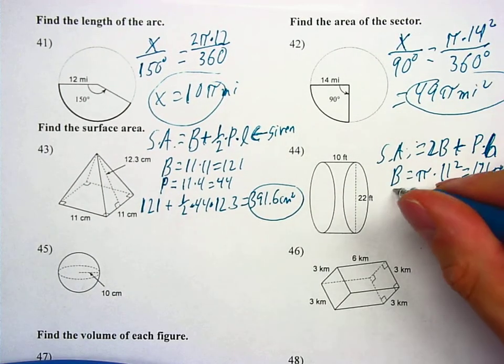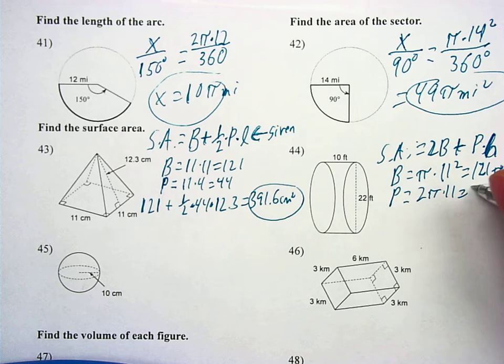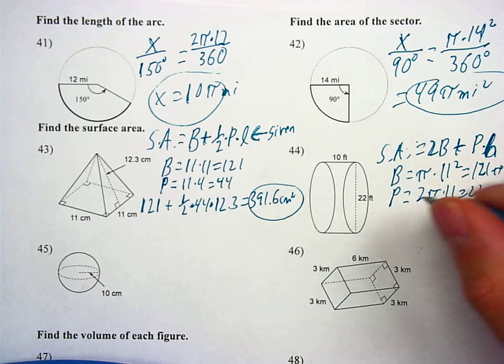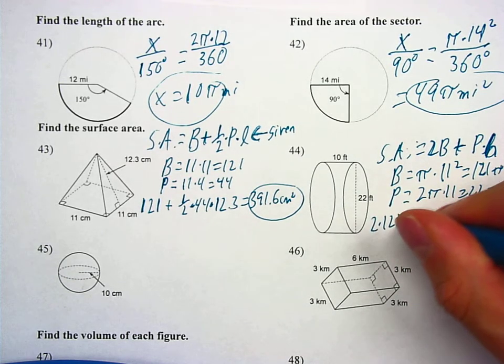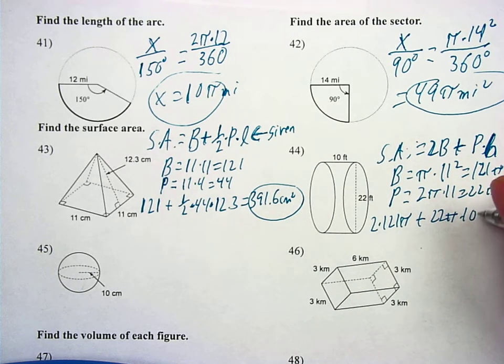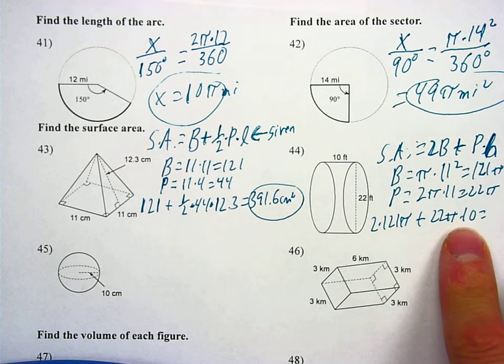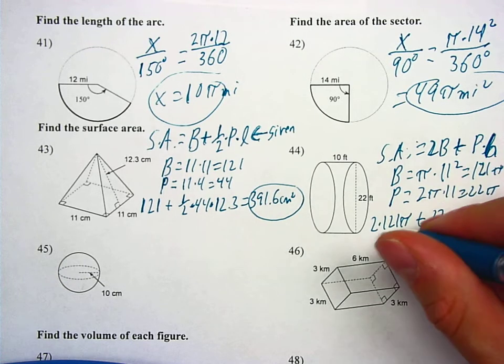The perimeter of the base is the perimeter of said circle. So 2 pi r, 2 pi times 11, 22 pi. So I have here 2 times 121 pi plus 22 pi times 10. So I got 2 times 121, which is 242, plus 220. 462 pi is my finished answer here.